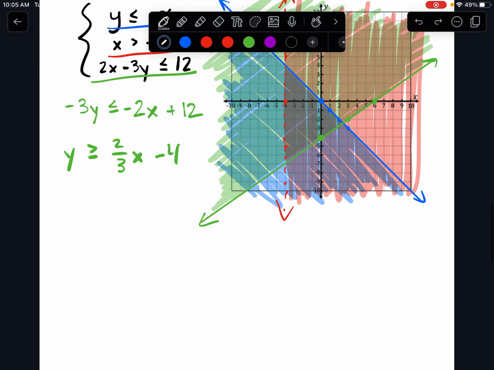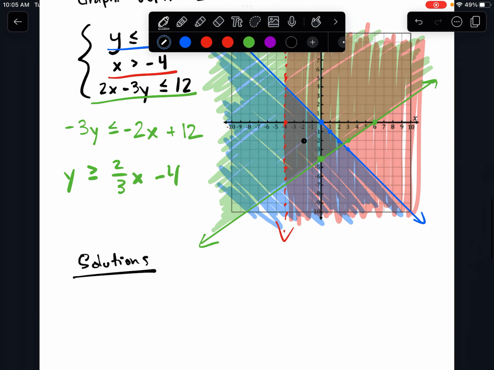So if we pick 2 solutions, all right, 2 solutions, let's say right there at (-2, -2). Another one, let's pick right here at (1, -2). That would also work.